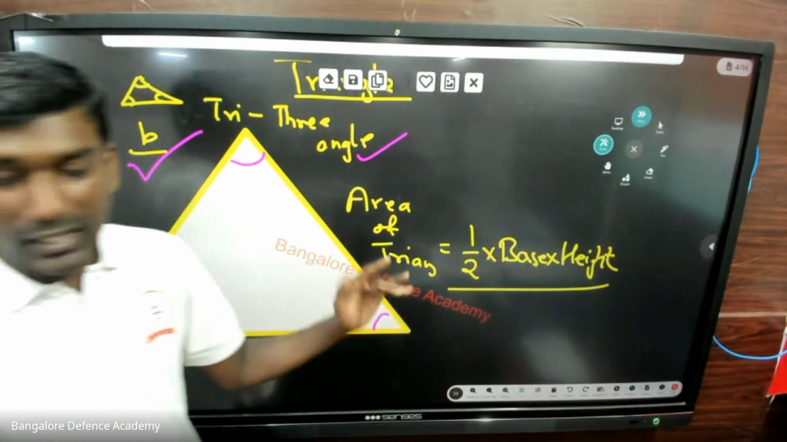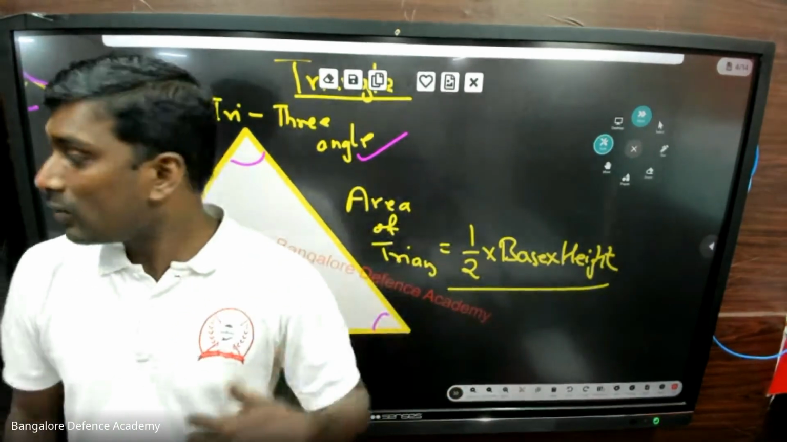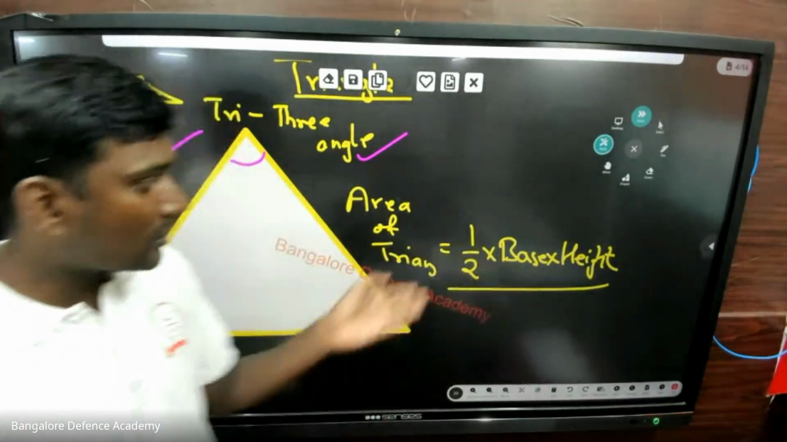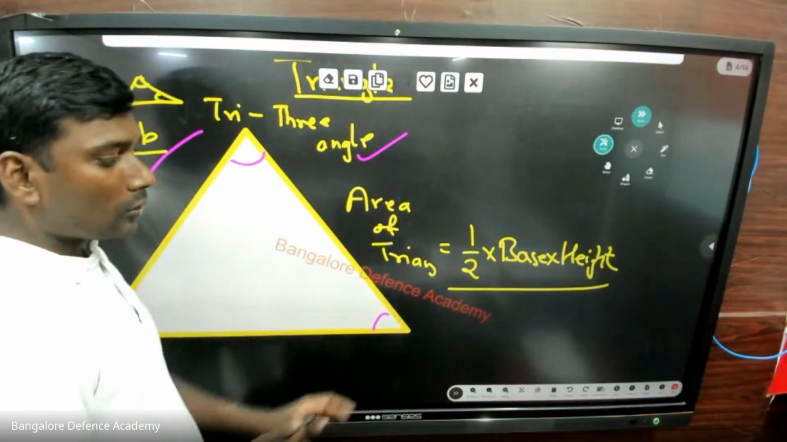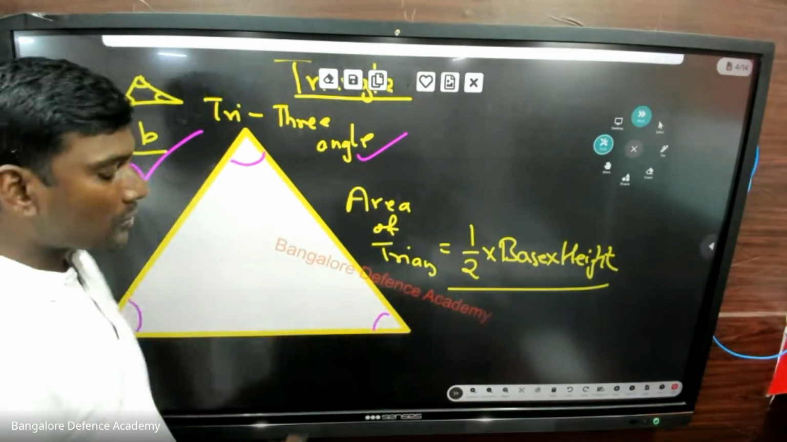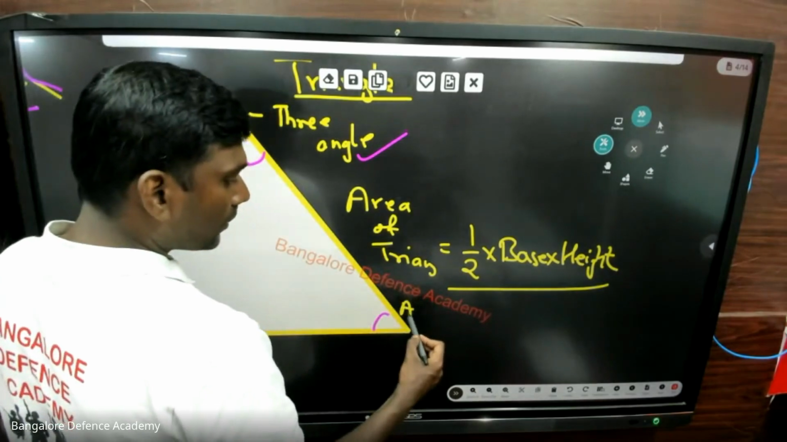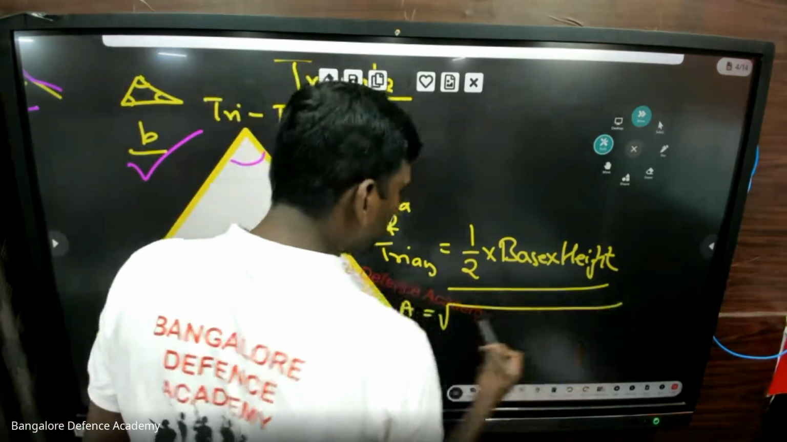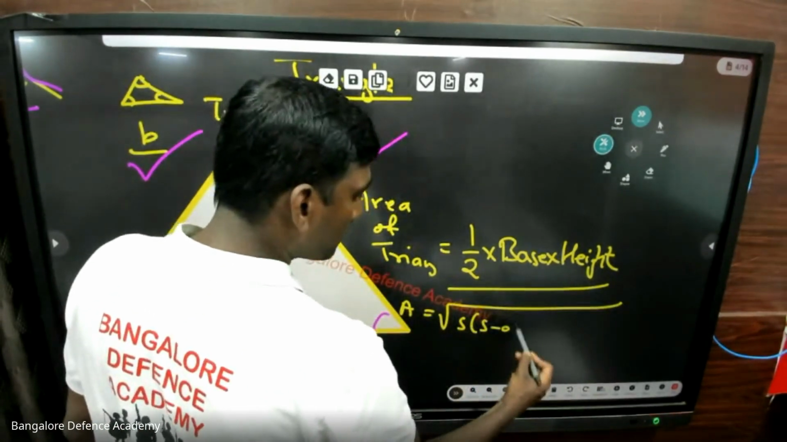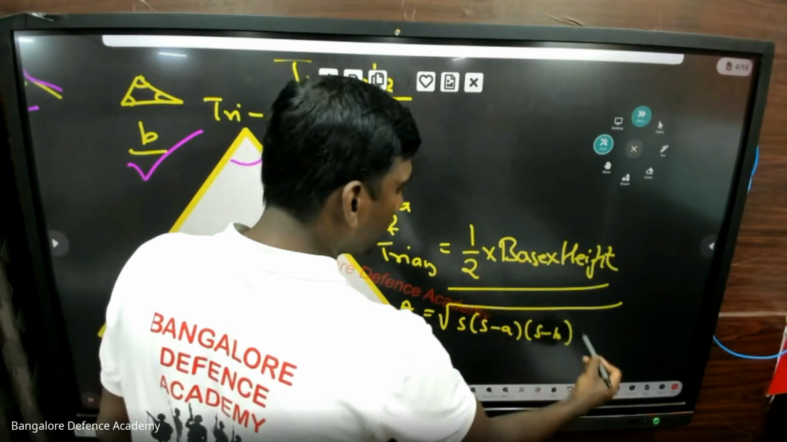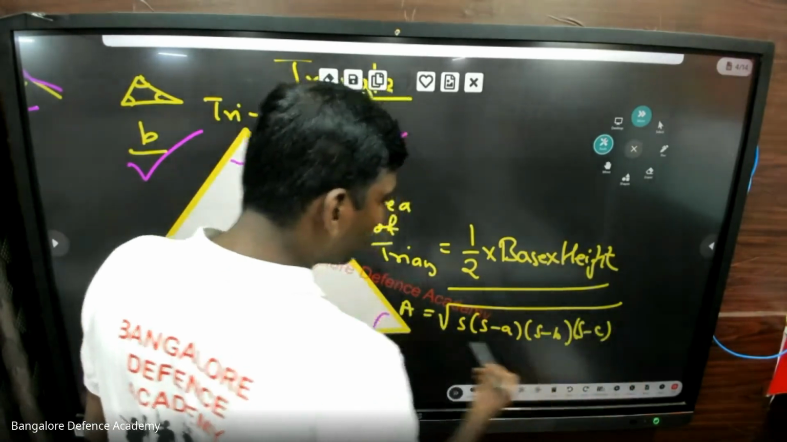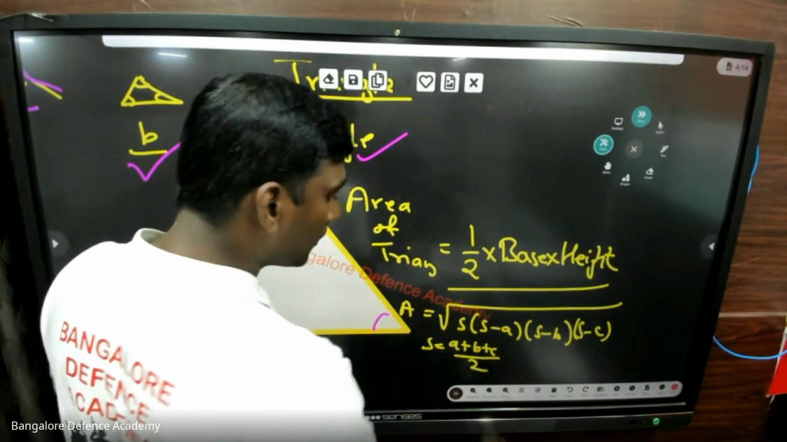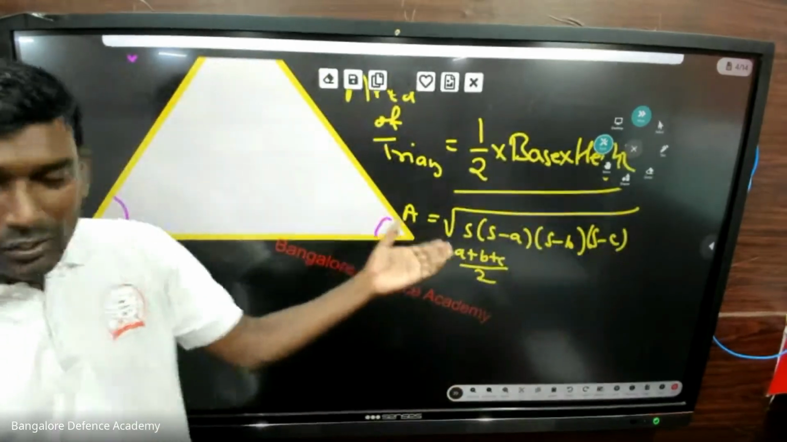Slowly I'll tell you what a scaling formula is. Okay, when you come to a higher standard, you have formulas like Heron's formula. Okay, let me give you that also. Don't write that, but see how the questions will be. So we have the area of a scalene triangle. The formula is root of s into s minus a, s minus b, and s minus c. How to find the value of s? This is a plus b plus c divided by 2. Now, what is this? This is Heron's formula.